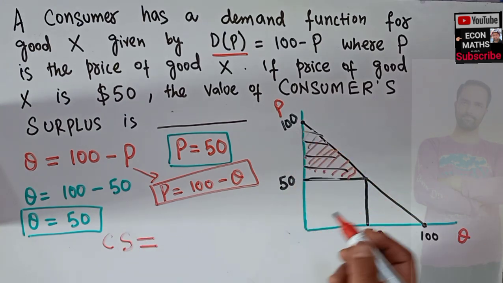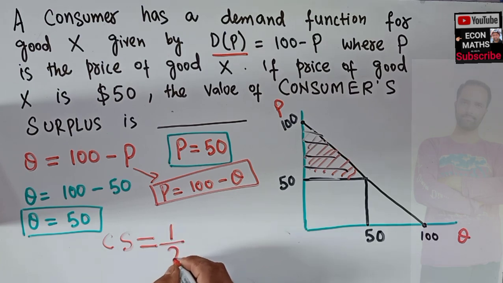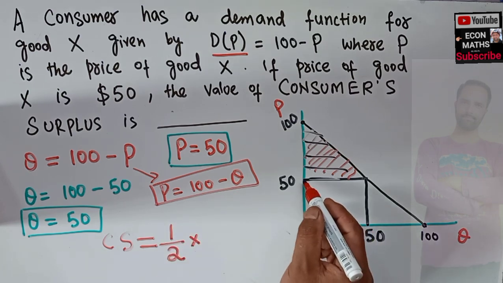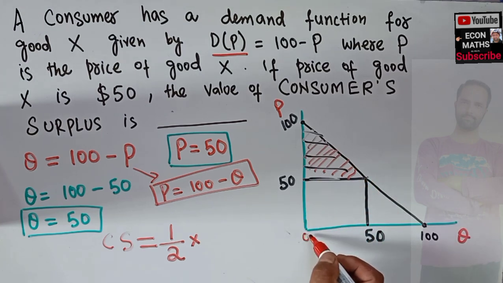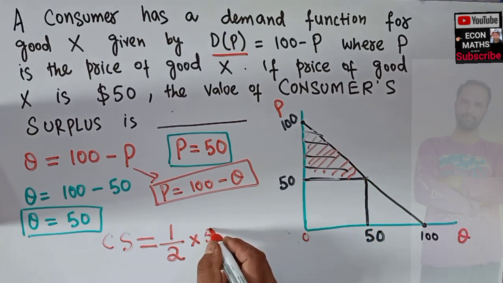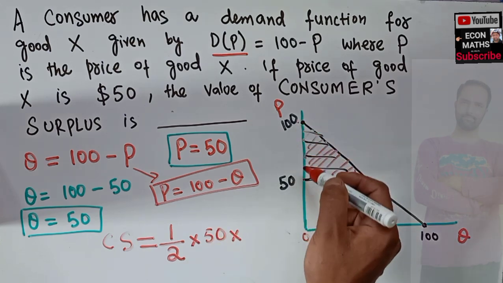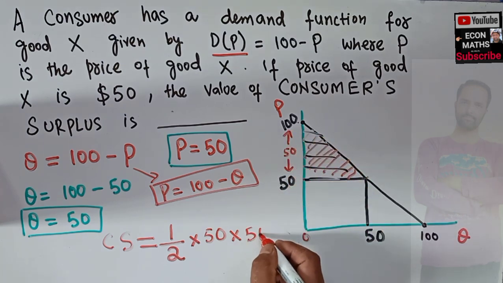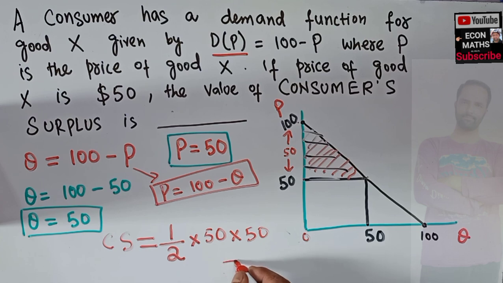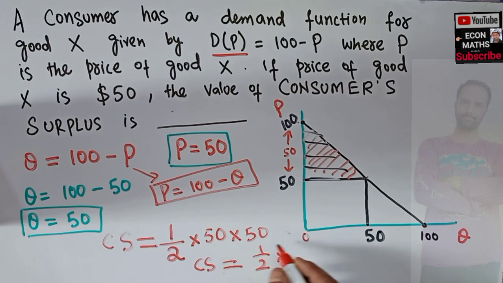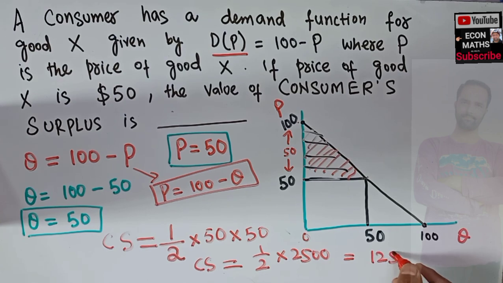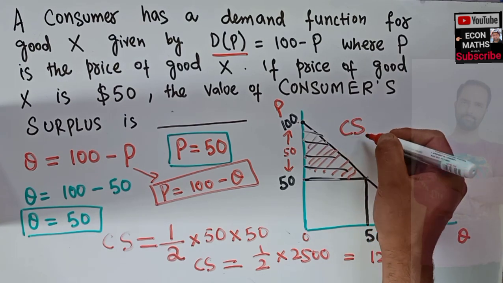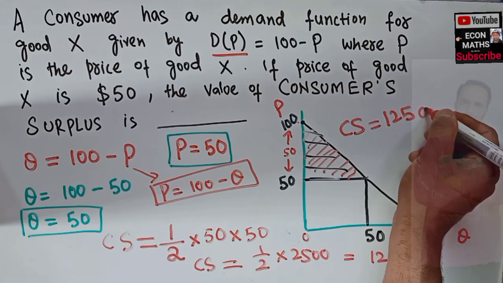Since it is a right angle triangle, its area is given by 1/2 into base into height. What is the base of this triangle? We have 0 to 50, so it is 50. And what is the height of this triangle? 100 minus 50, this is also 50. So consumer surplus will be equal to 1/2 into 50 into 50, which is 2500. Half of 2500 is 1250. So consumer surplus is equal to 1250.